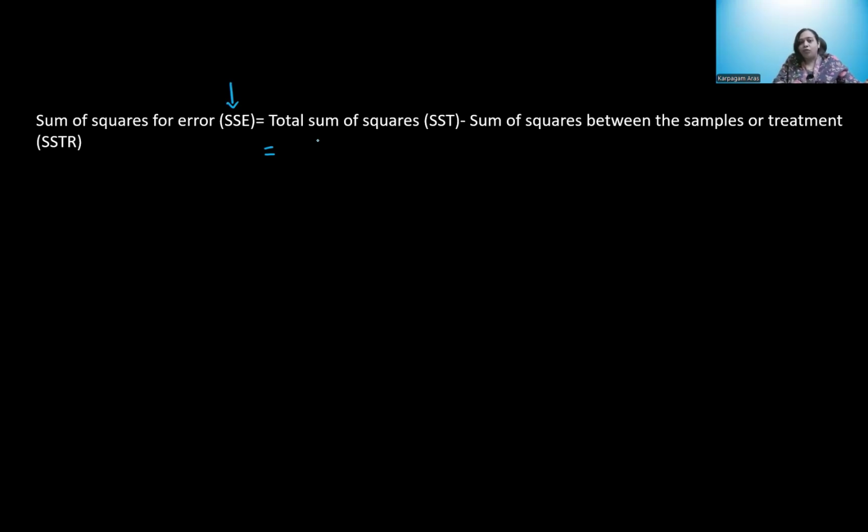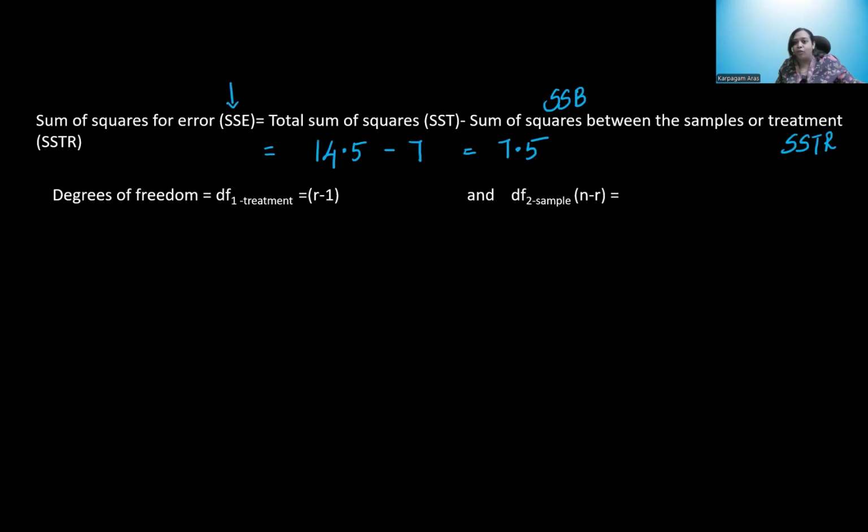What is the total sum of squares? 14.5, minus the sum of squares between. Either we call this SSB or we call this SSTR, between the treatments or between the sample. Sum of squares between the sample stands at 7. So the real difference within the sample is 7.5. Finally, we have to calculate the degrees of freedom. Then we can start plugging in the values.